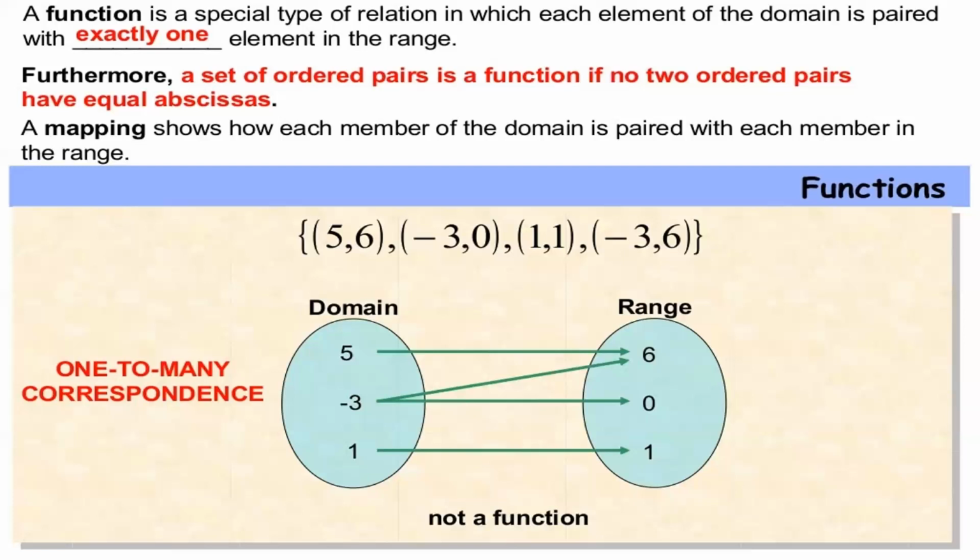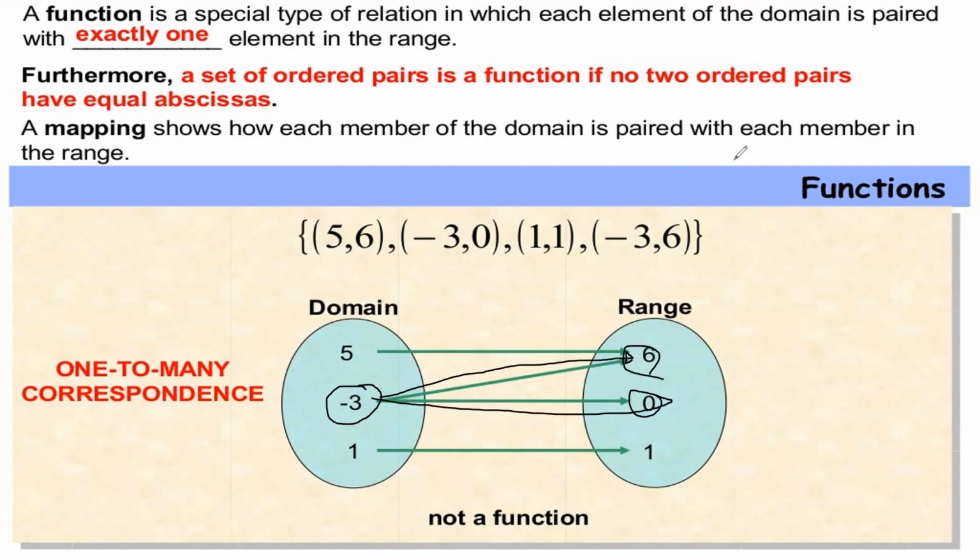As you observe, we have this one-to-many correspondence, and that is found in -3. As you observe -3, let's annotate this -3. It has two corresponding values, which are 6 and 0. 6 and 0.